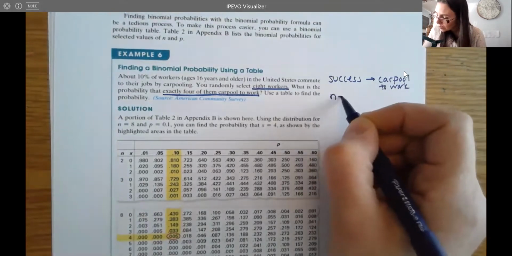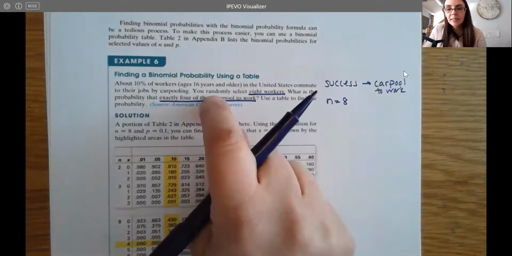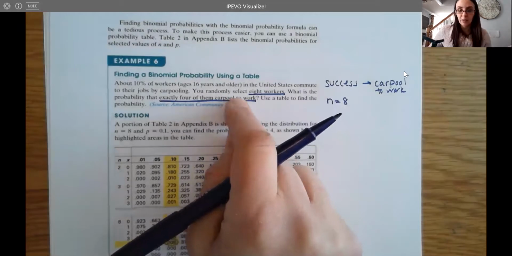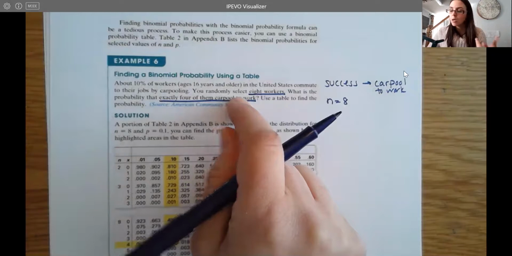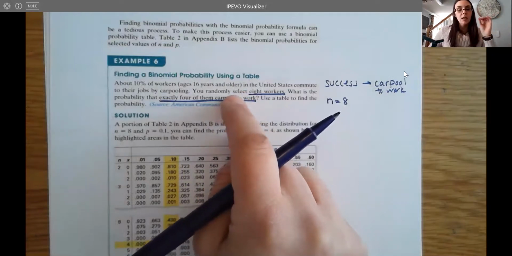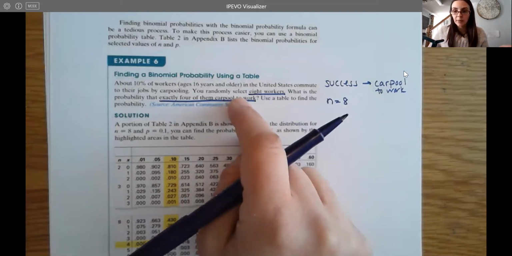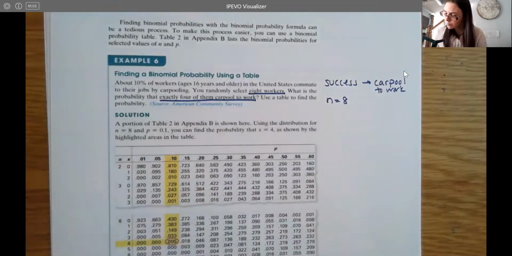So our n here is going to be 8 because we have 8 trials. And again, we're randomly selecting. So if we're randomly selecting, our trials should be independent. We're not going to be choosing people from the same household or something like that, or same carpool, right? We're randomly selecting. So theoretically, they should be totally independent. Of course, it's always possible that you do grab 2 people from the same house or same carpool, but it's very rare. So we can assume independence here.